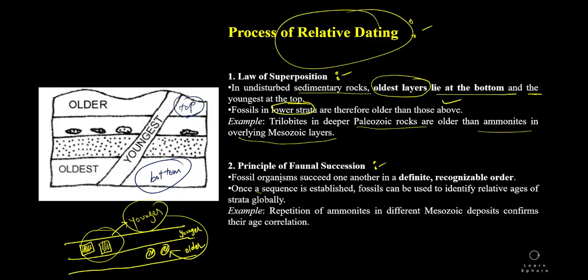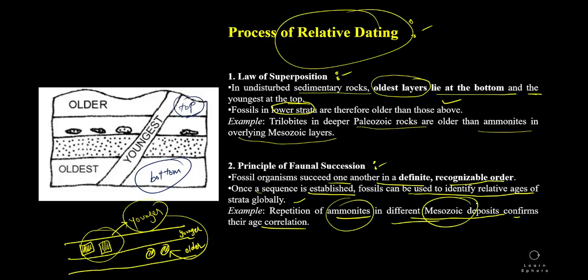According to it, fossil organisms succeed one another in a definite recognizable order. Once a sequence is established, fossils can be used to identify relative ages of strata globally. Once we identify a sequence, these fossils can be easily identified relative to the strata. Like the repetition of ammonites in different Mesozoic deposits confirms their age correlation. Clear?